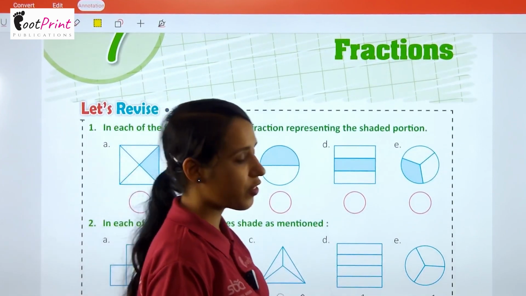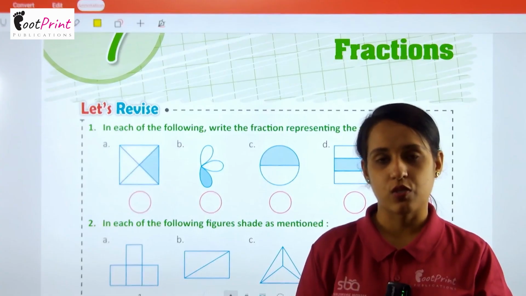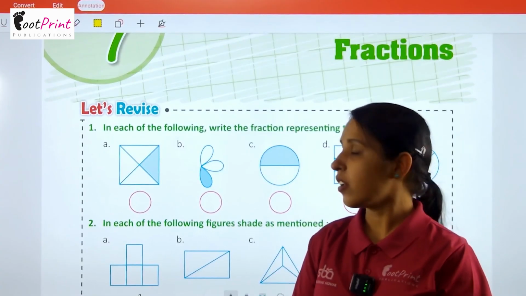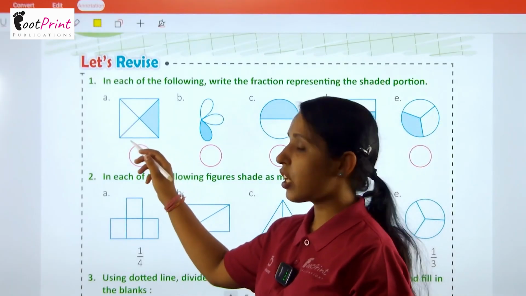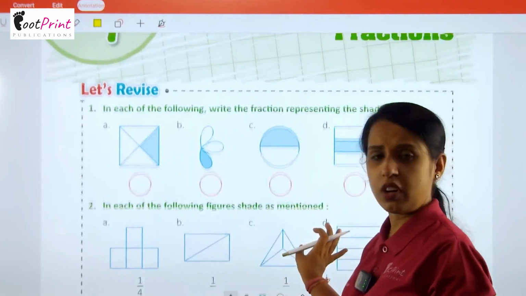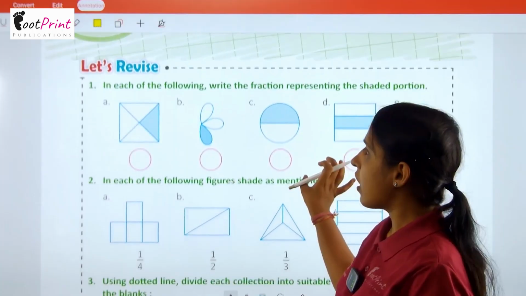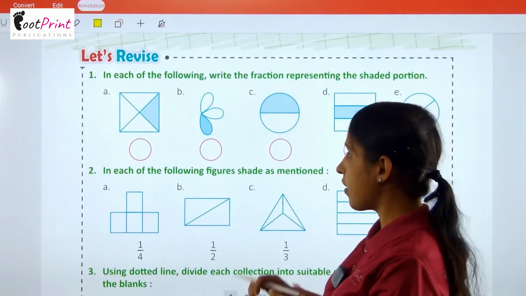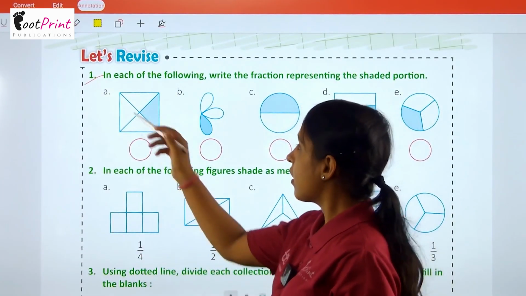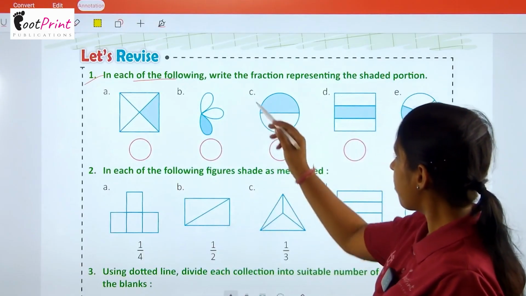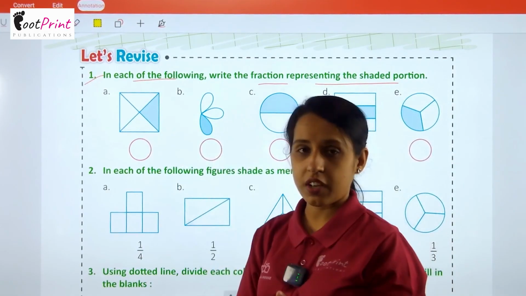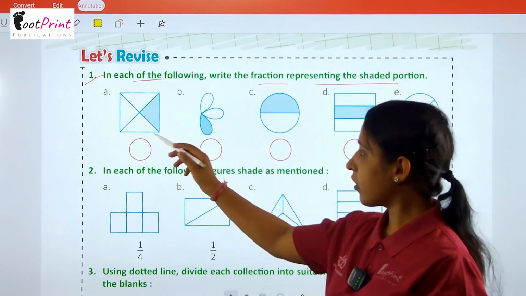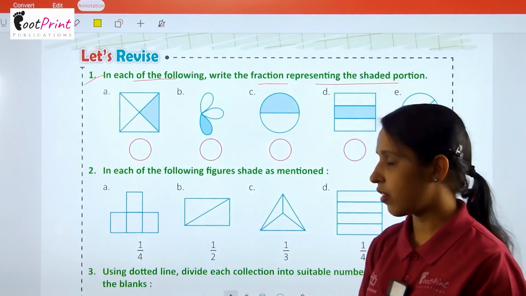So here, first of all, what is a fraction? A fraction is when we divide an object or something into equal parts. Now, let's revise some questions here. The first one is, in each of the following, write the fraction representing the shaded portion. Some figures are given and we have to write the fraction of the given figure.